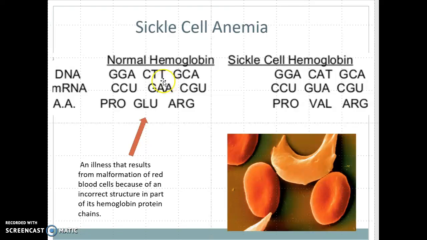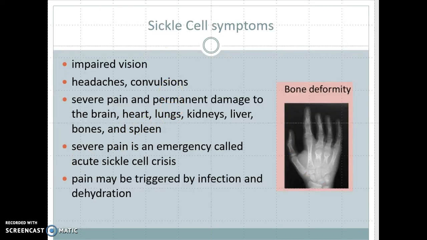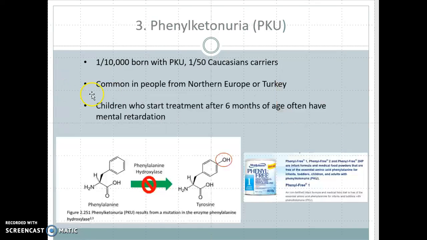So here's a normal hemoglobin, which is what carries oxygen in the blood, compared to a sickle cell. One amino acid is different in that strand, and that's what causes the sickle cell. And this can't hold oxygen as well. So people with sickle cell often become sick easily because they don't have as much oxygen or iron in their blood. So the symptoms will be impaired vision, headaches, pain, infection.